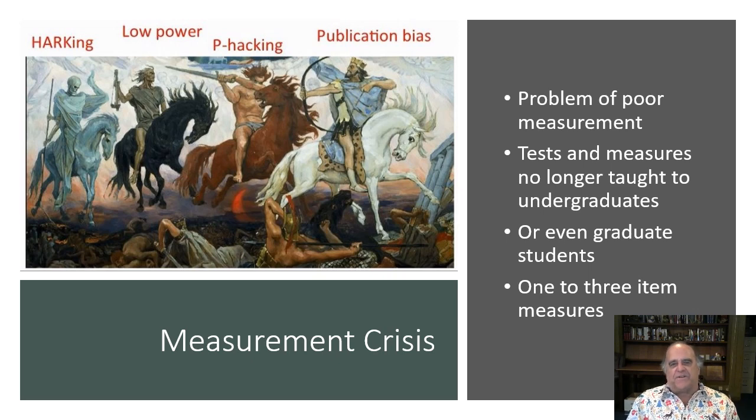I also think I'd add sort of a fifth horse person of the apocalypse, and my fifth horse person would be the measurement crisis. To me, one of the problems left out of this, and I taught the tests and measures class in the fall, is the problem of poor measurement. In many universities, tests and measures is no longer even taught to psychology undergraduates or psychology graduate students. And when we look at the measures being used in studies, a lot of the measures used in studies these days only use one or three items.